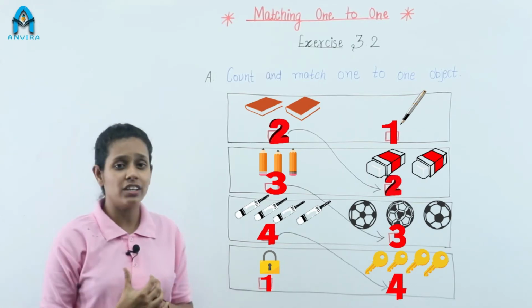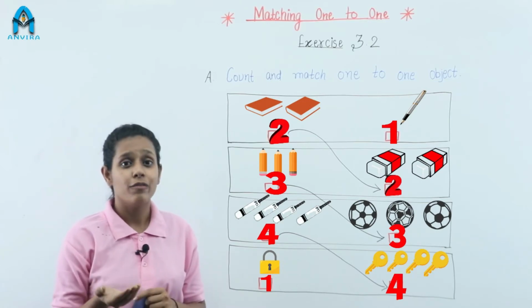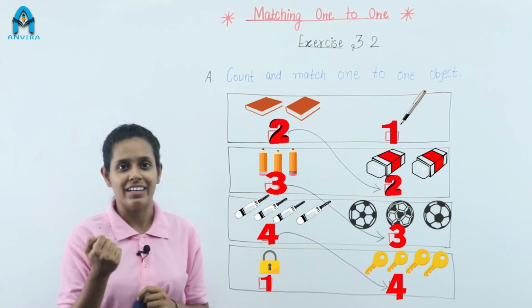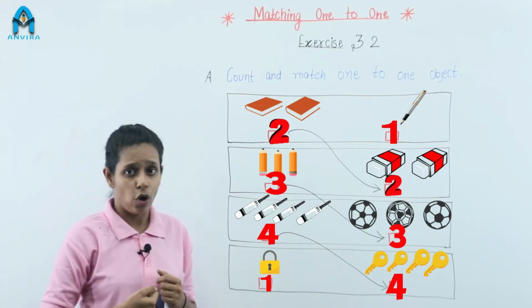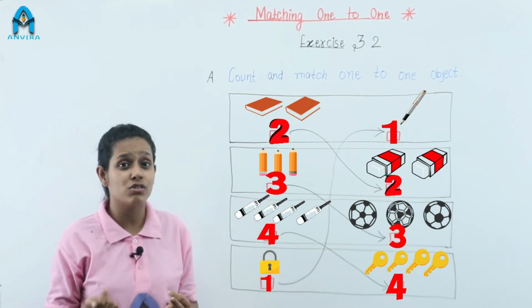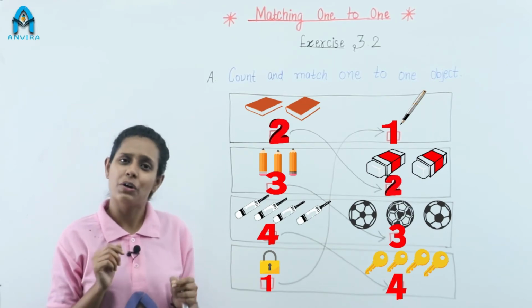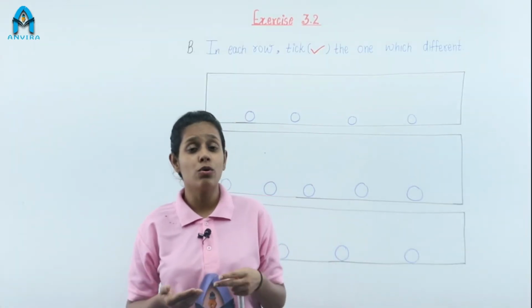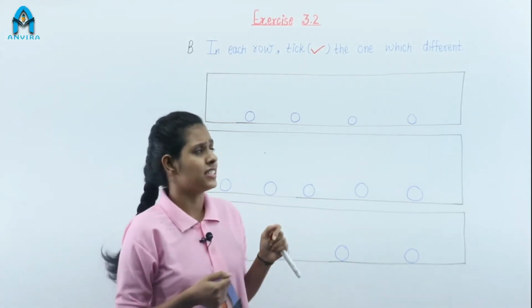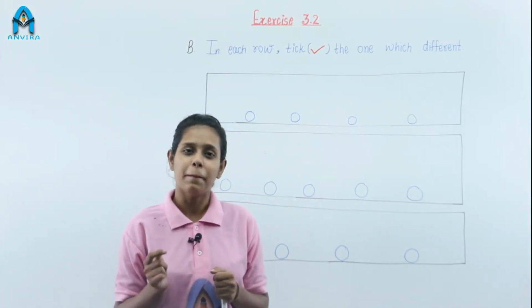Now, look at the next picture. We find 1 lock. And look at the other side. Which object is in number 1? We find a pen. Now, we have to match lock with pen. Now, here the question is complete. What did we do in this question? We matched the same number objects. Now, let's go to our next question. We finished question A of exercise 3.2. Now, let's go to our next question, question B.